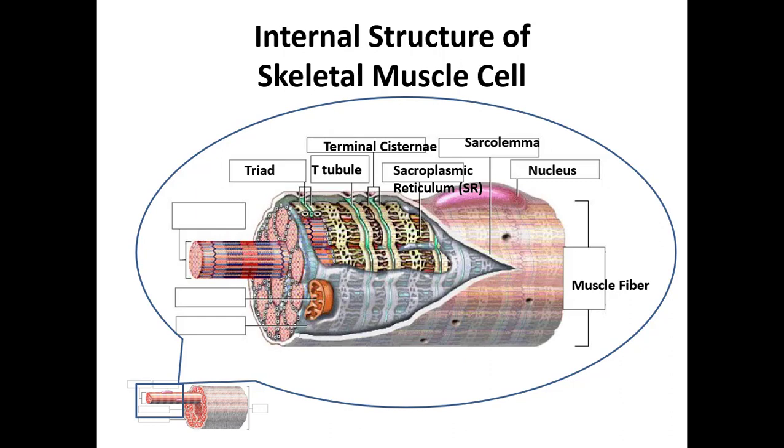Triad is the T-tubule with the terminal cisterna. It releases calcium ions, so triad. And these are myofibrils, and the important mitochondrion, and this is the sarcoplasm.